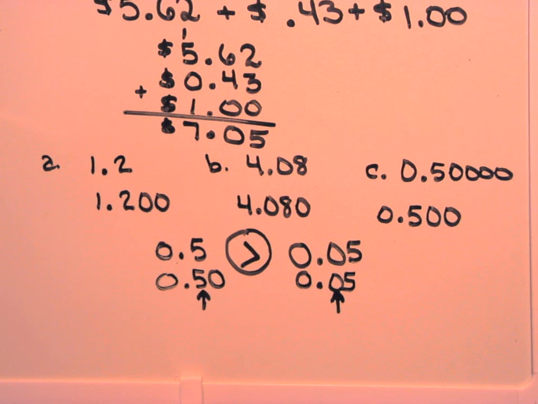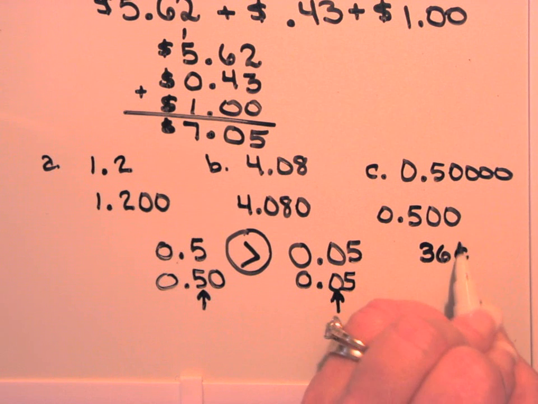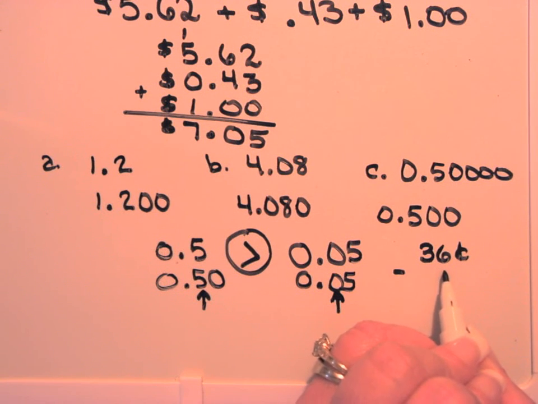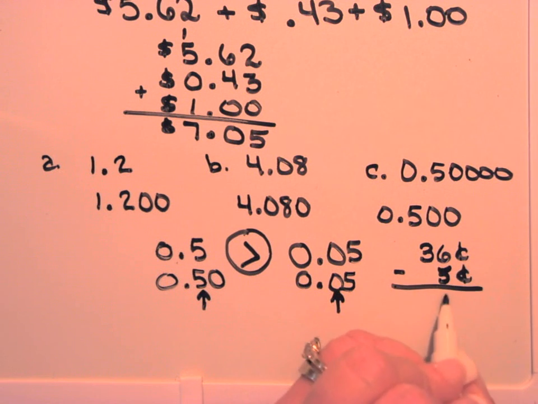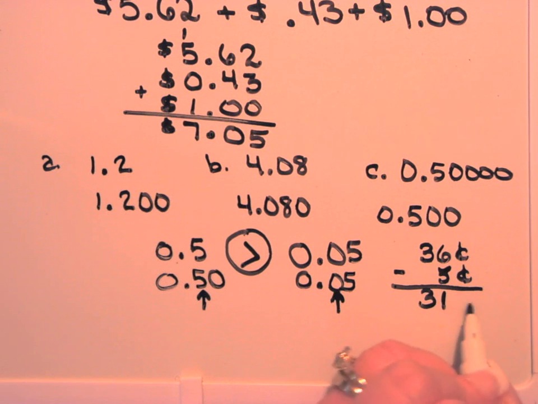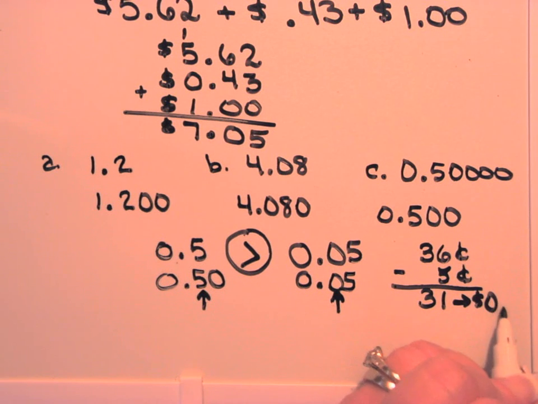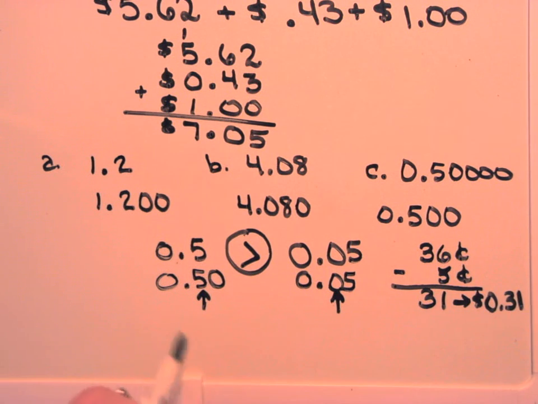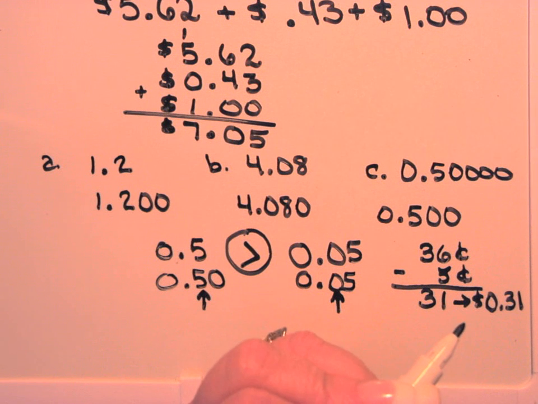Okay? Also, just to review, if you had cents and they wanted you to write it in dollars, remember if you had something like 36 cents minus, let's say 5 cents, you could do the subtraction like this, but then when you write it as a decimal, you want to write it as $0.31. So that's how we would write that. We don't use the cents and the dollar sign. We just use the decimal point and dollar sign, or the cent sign, but not both.